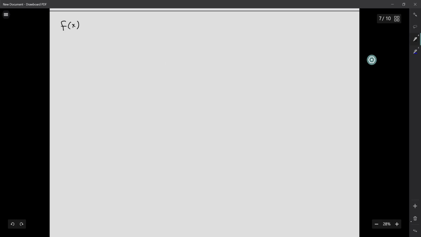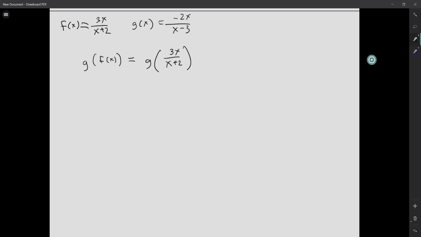So f of x equals 3x over x plus 2, and g of x equals negative 2x over x minus 3. I did f of g, so I should do g of f. I will get g of 3x over x plus 2. I'm hoping this is nicer, but it's probably not.